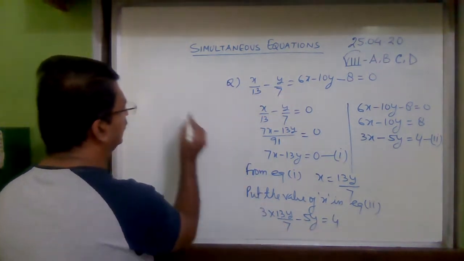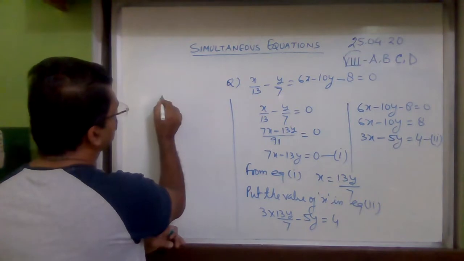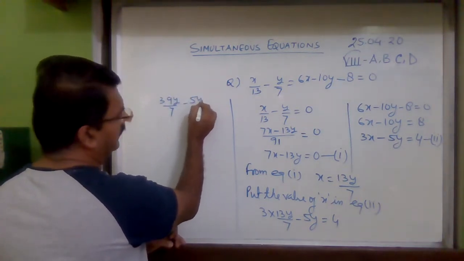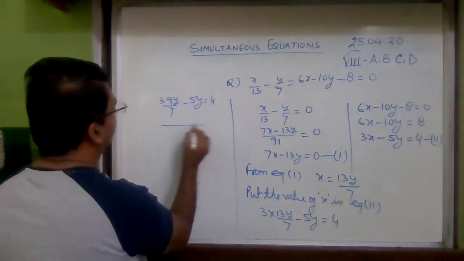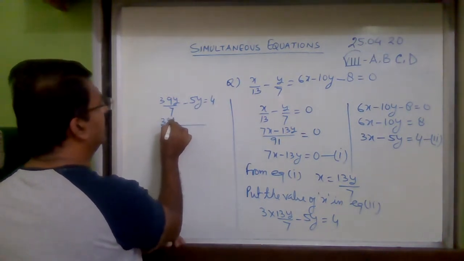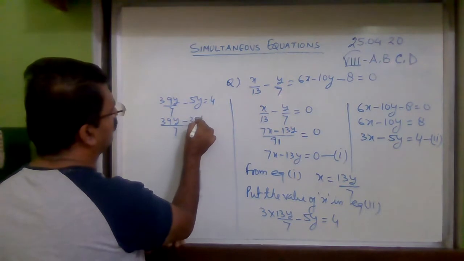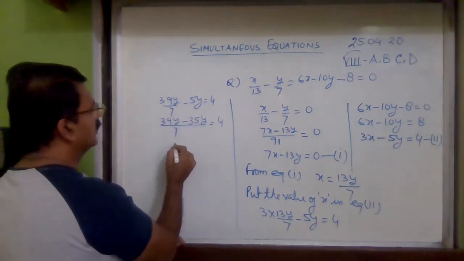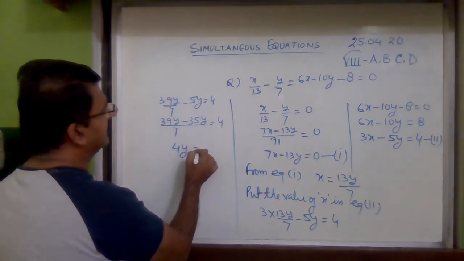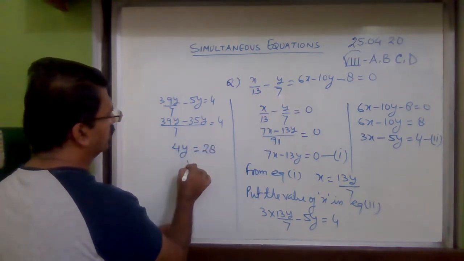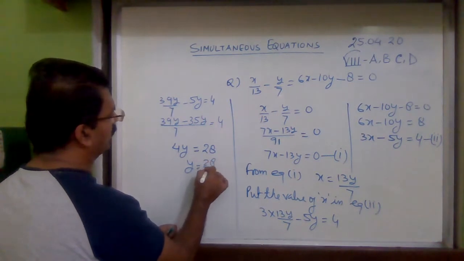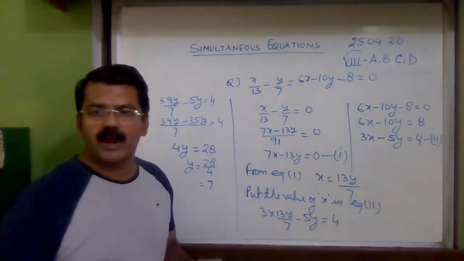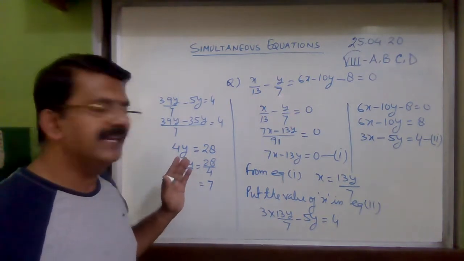13 into 3 is 39. So it is 39y by 7 minus 5y is equal to 4. Take 7 LCM. 39y minus 35y is equal to 4. 39 minus 35 will be 4. So 4y is equal to 28. So y is equal to 28 upon 4, that is equal to 7. So we have found the value of y to be 7.